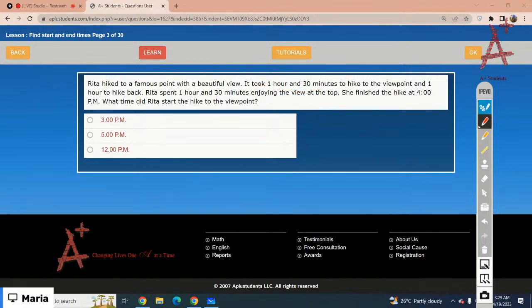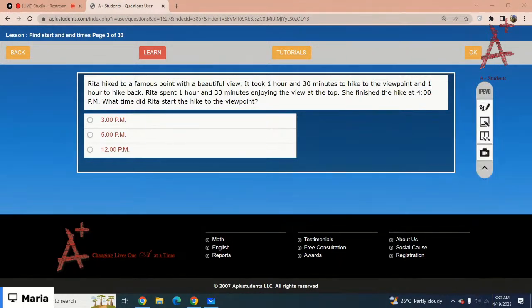She took 1 hour 30 minutes to hike and 1 hour back. So the total time for hiking is 1 plus 1, 2 hours 30 minutes. And she spent 1 hour 30 minutes there. You have to calculate the total time because she finished at 4. Now just add all the time. 30 plus 30 makes 1 hour, and you have to carry. 2, 3, 4. That means the total time she spent is 4 hours. Go back 4 hours from 4, that means she started at 12. Got it? Yes, the starting time is 12 p.m.